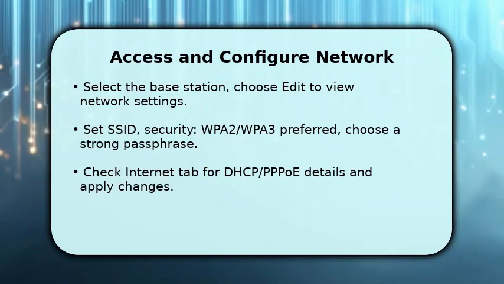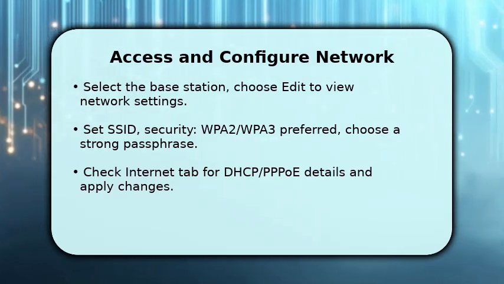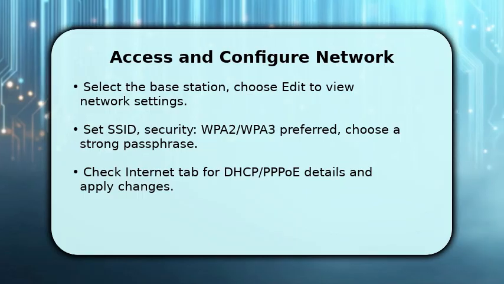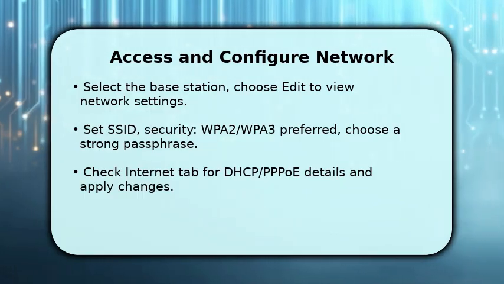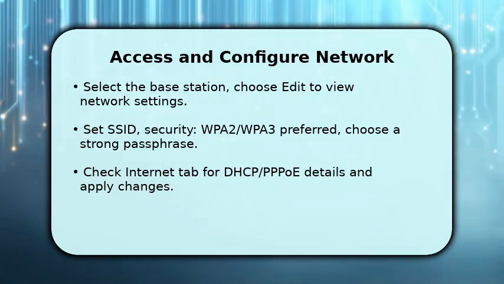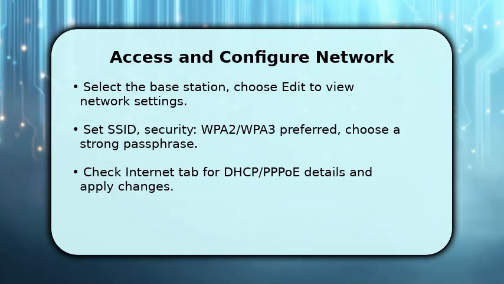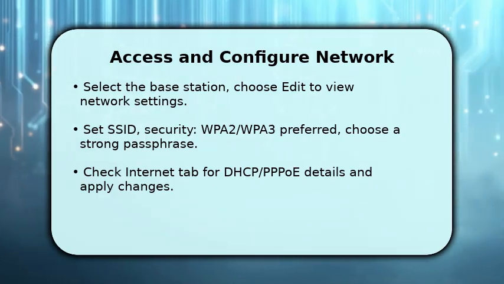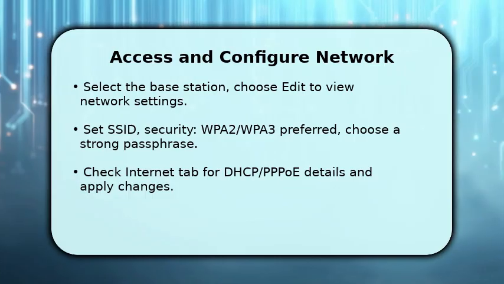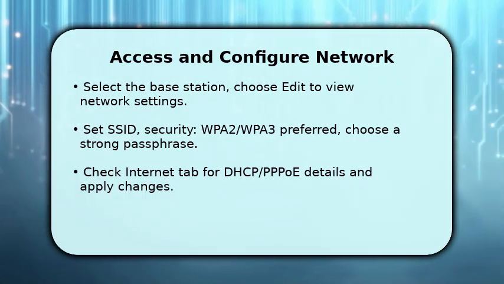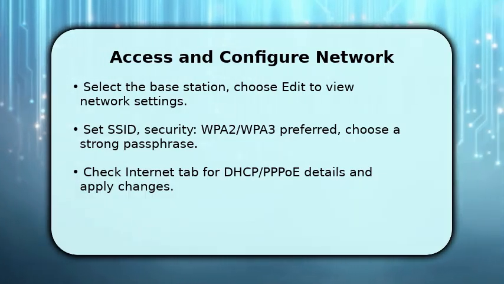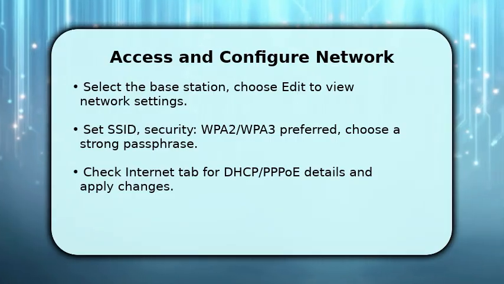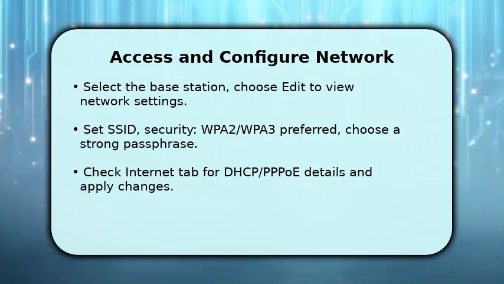In the wireless pane, set the network name, SSID, and pick WPA2 or WPA3 for security. Enter a strong passphrase and explain why. Better security prevents casual breaches and keeps devices online reliably. Next, go to the Internet pane to confirm DHCP versus PPPoE and any ISP credentials. Once correct, you're finishing up.